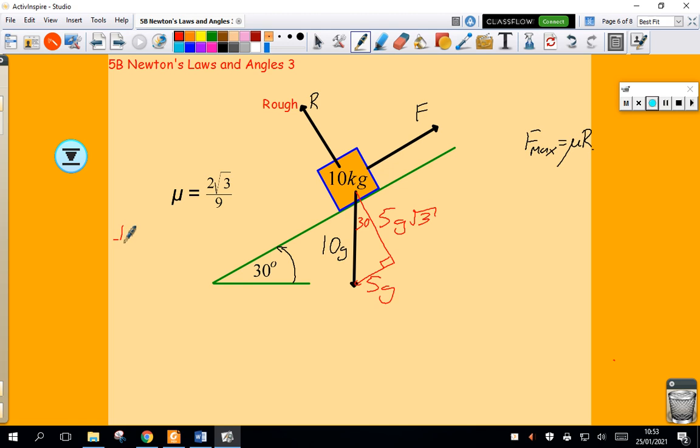If I investigate the perpendicular forces, well, perpendicular to the plane, the object is never going to accelerate into the plane or away from the plane, which means if there's no acceleration in that direction, there's no net force, which means the force up away from the plane, perpendicular, must be equal to the force perpendicular down into the plane. So we get that the normal reaction, the force up away from the plane, has to equal the force downwards into the plane, which is this 5g root 3. So the normal reaction here is 5g root 3.